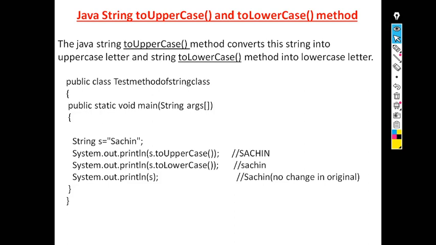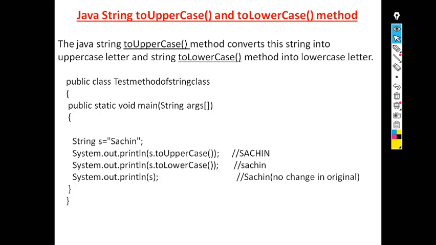Now, a few more methods. First one is toUpperCase, and second one is toLowerCase. By the name only you can understand that toUpperCase will convert the string into uppercase letters, and the toLowerCase method will change your string to lowercase. If you are taking the string as Sachin, S dot toUpperCase will give you Sachin in capital letters, and S dot toLowerCase will give you small letters. But look at the third line where I have written System.out.println S: that Sachin is still there in the string S, it has not been changed.